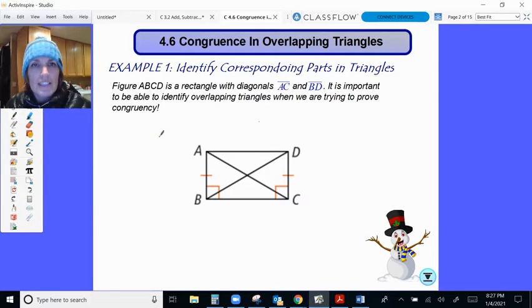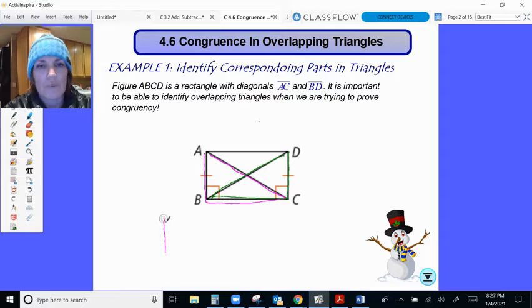So figure ABCD is a rectangle with diagonals AC and BD. It's important to be able to identify overlapping triangles when we're trying to prove this congruency here. So if I'm looking at these triangles, we want to be able to see what triangles we're looking at here. So if we look at this triangle ABC right here, there's another triangle here. And sometimes it helps to actually separate the triangles.